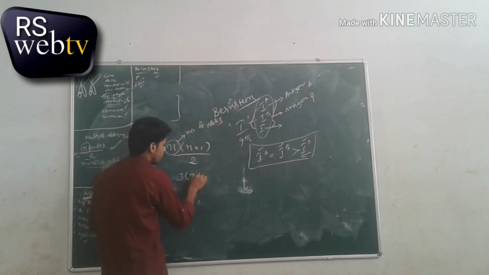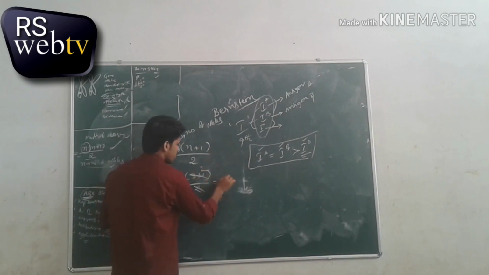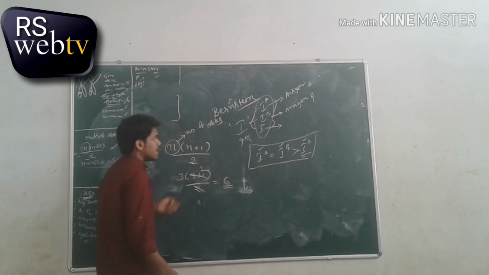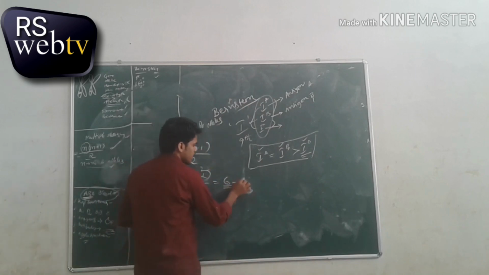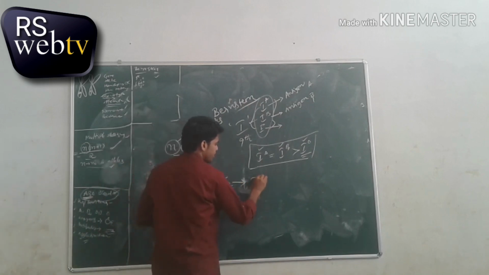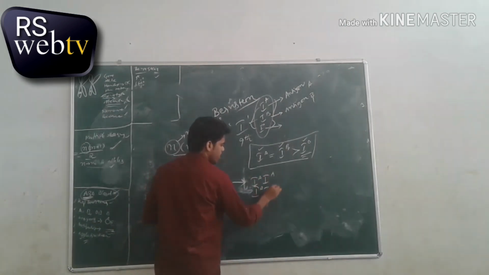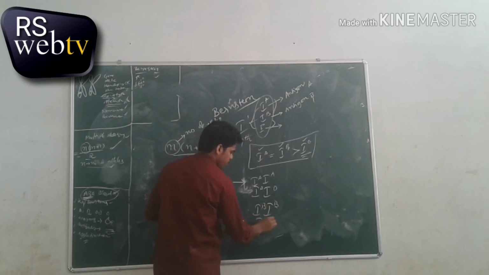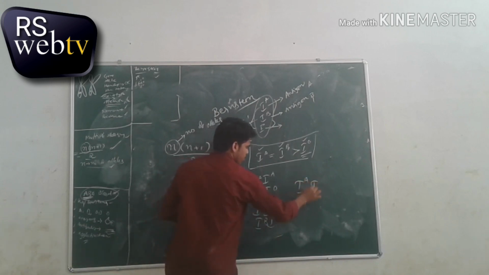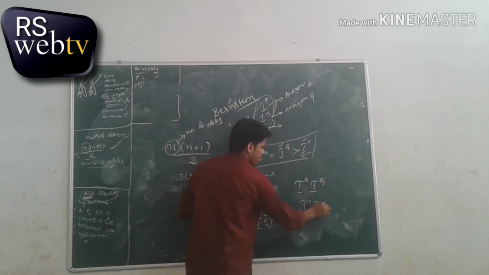Three into (3 plus 1) by 2. Six genotypes can be produced by these 3 antigens. The 6 are IA IA, IA IO, IB IB, IB IO, IA IB, and IO IO.